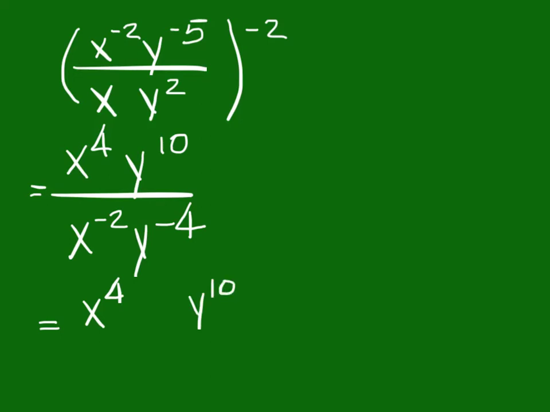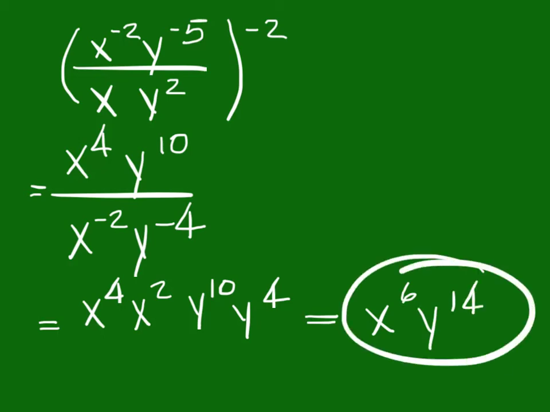But the bottom, they're both negative. So they got to come up to the top. And that would be x to the 2nd, y to the 4th on top. So you no longer have a fraction because the bottom is gone. But you do have these x's to simplify. X to the 4th, x to the 2nd is x to the 6th. And y to the 10th, y to the 4th is y to the 14th.